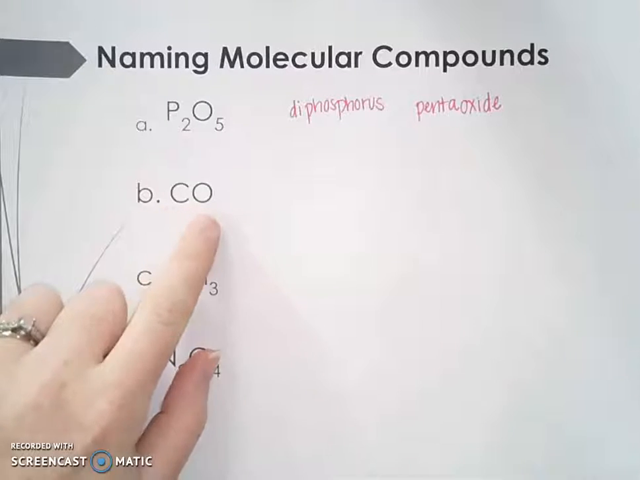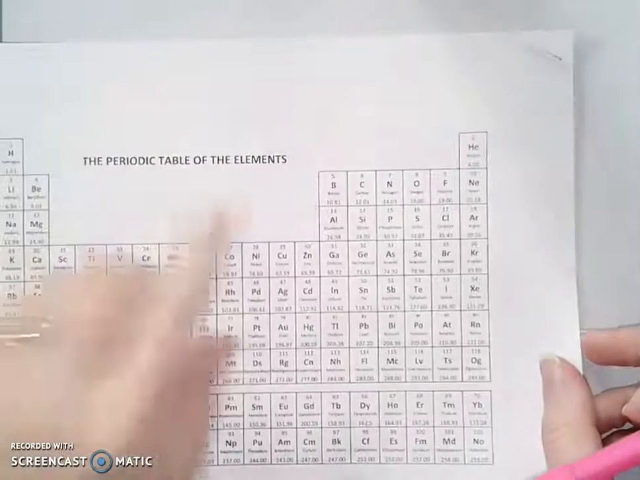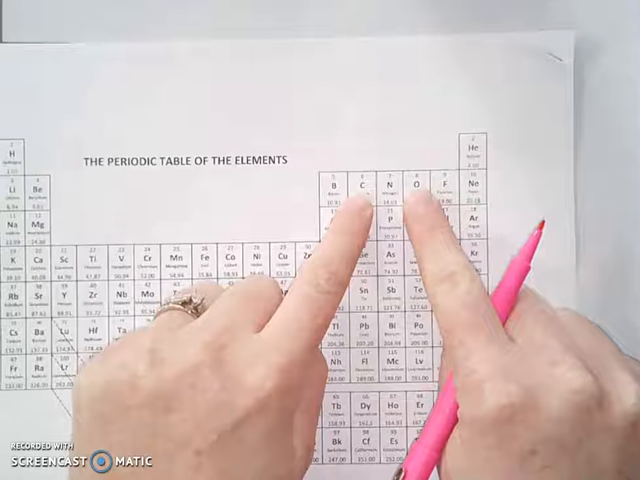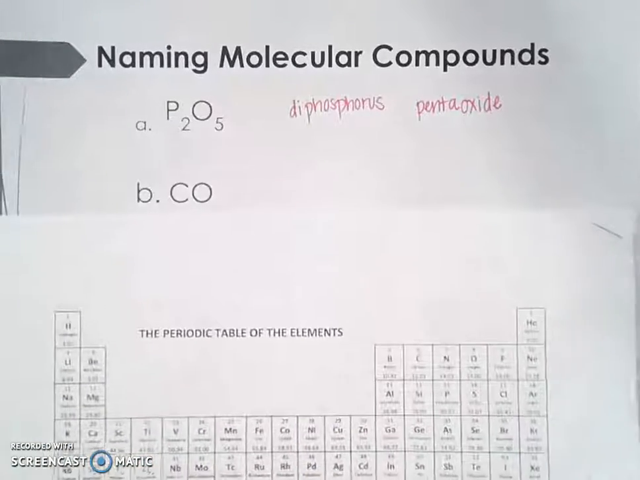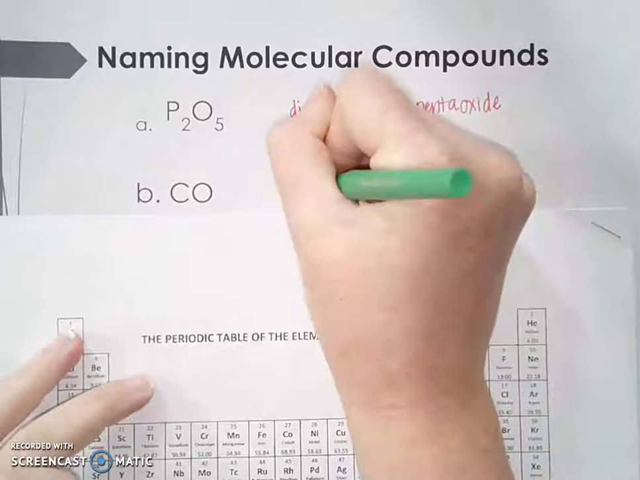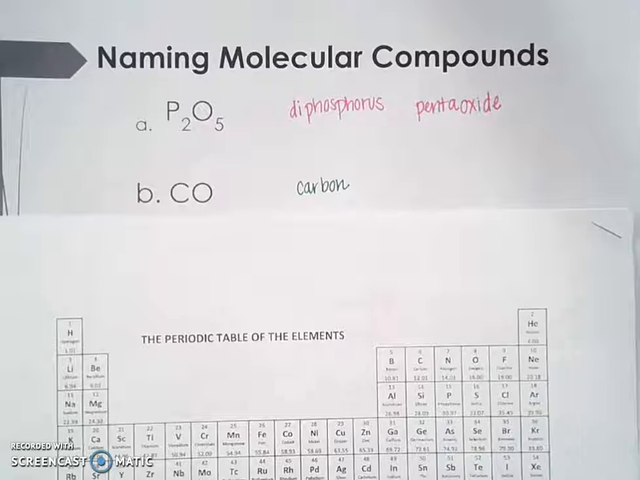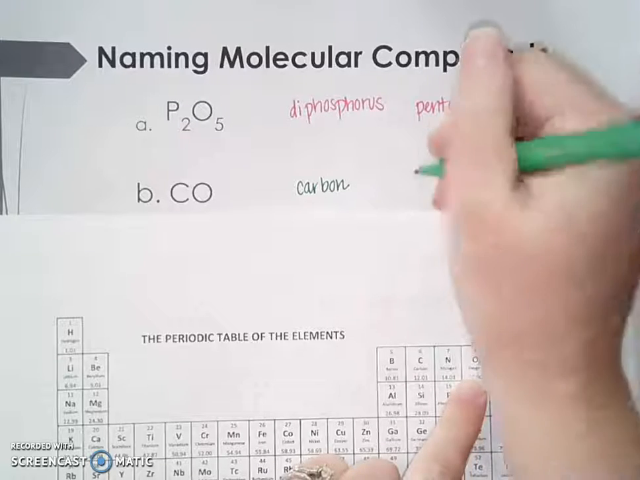So CO. When I find CO on my periodic table, C is here and O is here. They're both in the top right-hand corner of my periodic table, meaning that they're both nonmetals. So I'm going to use molecular naming rules. And so the first element, I get to write exactly as I find it on the periodic table. So I'm going to go ahead and just label that one as carbon. And then the second element, remember, we're going to change the ending to -ide. So it's not oxygen, but it's going to be oxide.